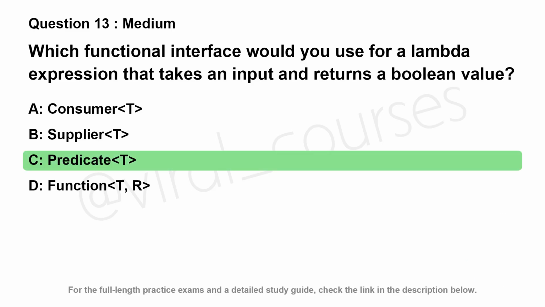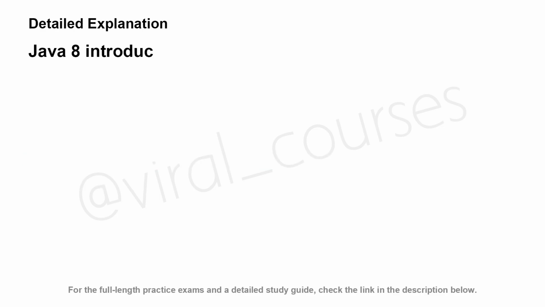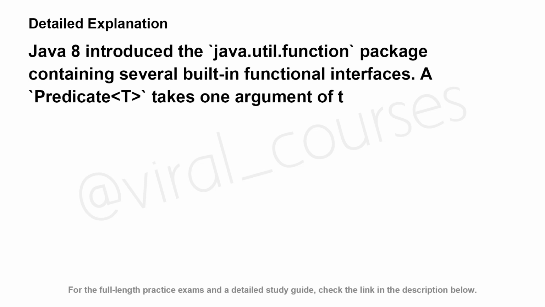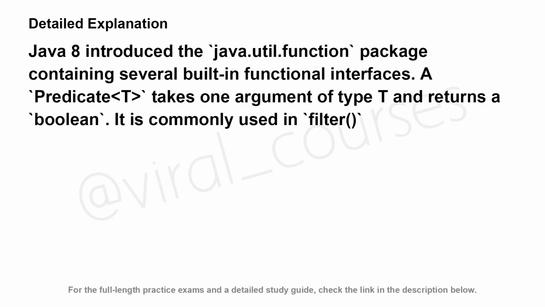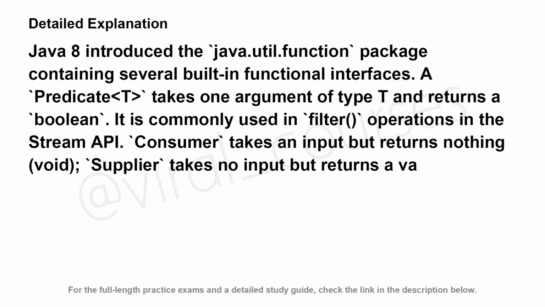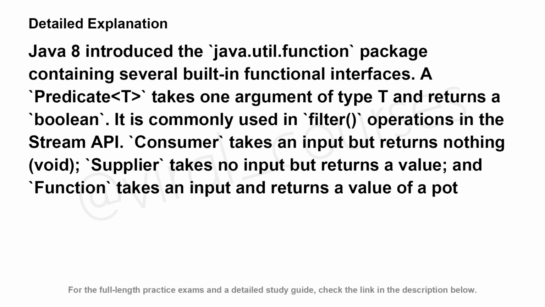The correct answer is C. Java 8 introduced the java.util.function package containing several built-in functional interfaces. A Predicate<T> takes one argument of type T and returns a Boolean. It is commonly used in filter operations in the Stream API. Consumer takes an input but returns nothing. Supplier takes no input but returns a value. And Function takes an input and returns a value of a potentially different type.